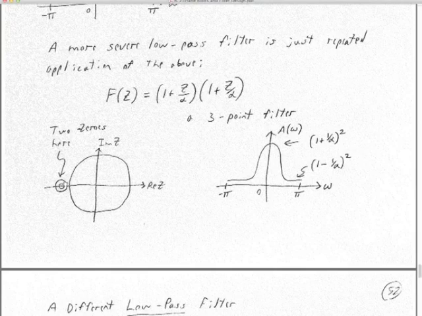And all it is in the z-plane is we've got two zeros at this point, minus alpha instead of 1. And we can apply it as many times as we want, which is equivalent to putting as many zeros here as we want in the z-plane. We can have the square of this, this to the third power, this to the fourth power, this to the 100th power if we want. And that's a way to make a more severe filter.